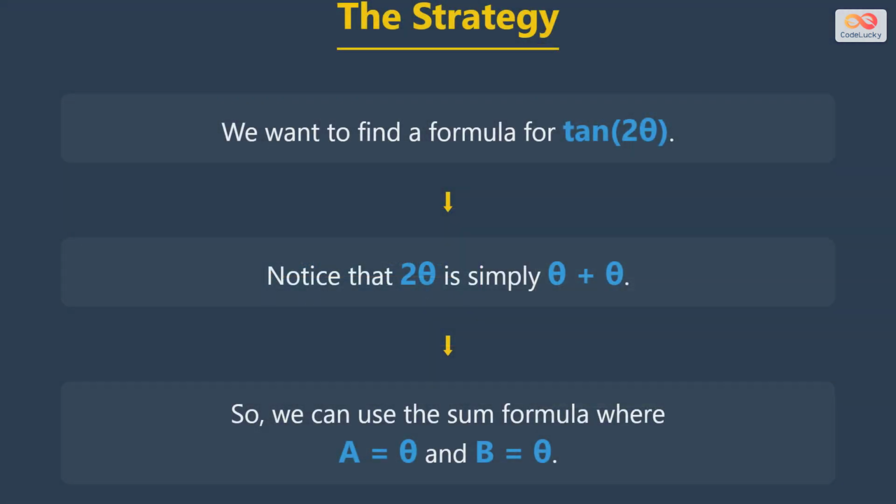Here is our strategy. We want to find a formula for tangent of 2 theta. We can cleverly rewrite the angle 2 theta as simply theta plus theta. By doing this, we can apply our sum formula where both angle A and angle B are equal to theta.